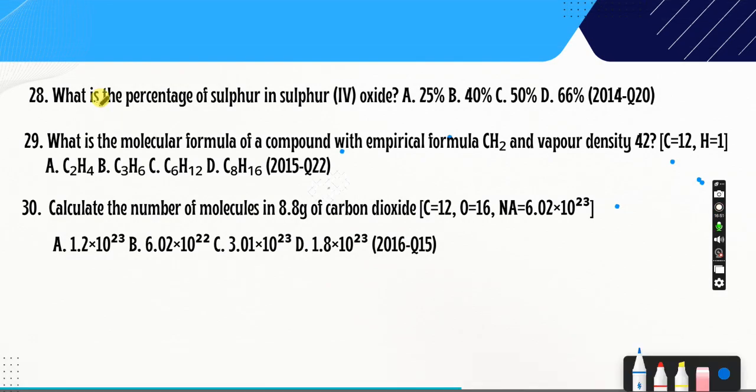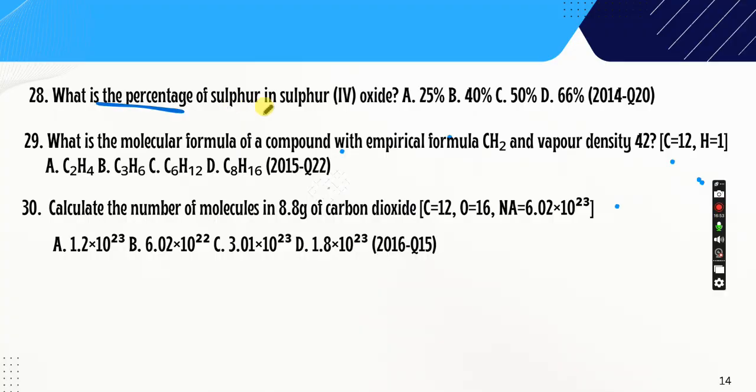So the next question is asking us to calculate the percentage of sulfur in sulfur 4 oxide. Sulfur is 32. And the molar mass of sulfur 4 oxide is what? 32 plus 32, that's 64. You know we have 2 oxygens there, that is 16 times 2, that's 32. 32 plus 32, that's 64. So this should give us what, 50%. If you calculate, this should give you 50%, which is option what?